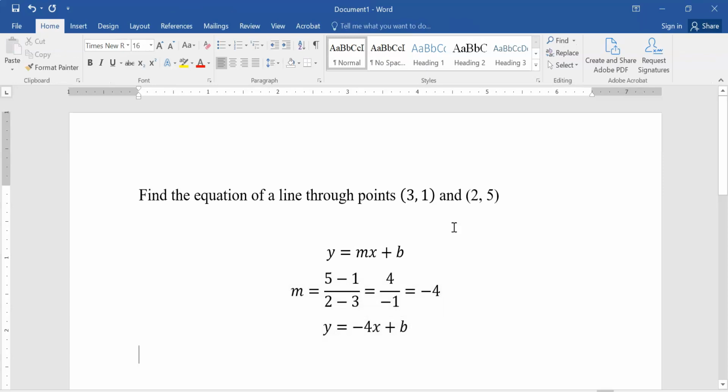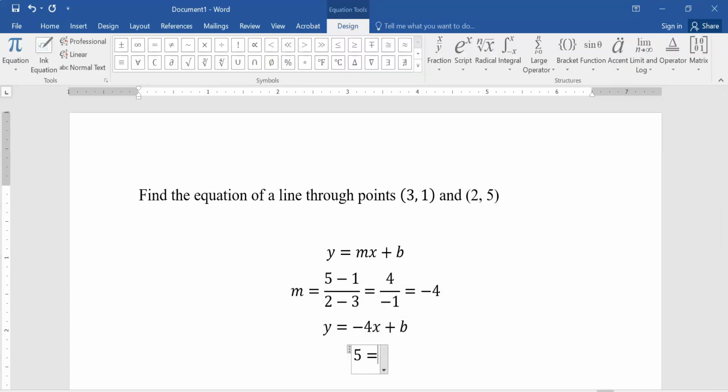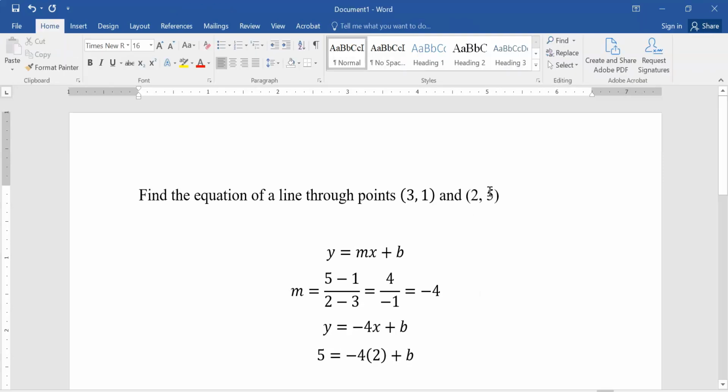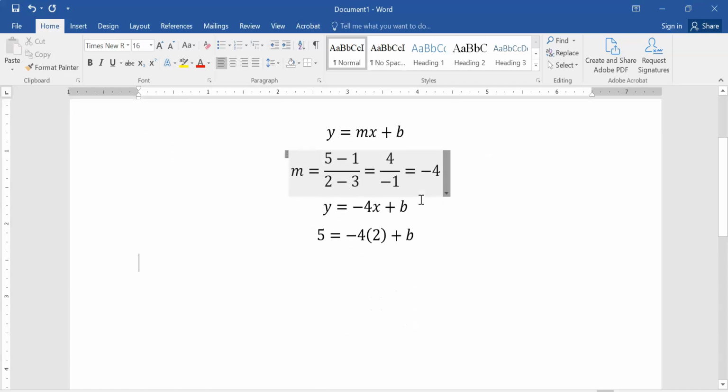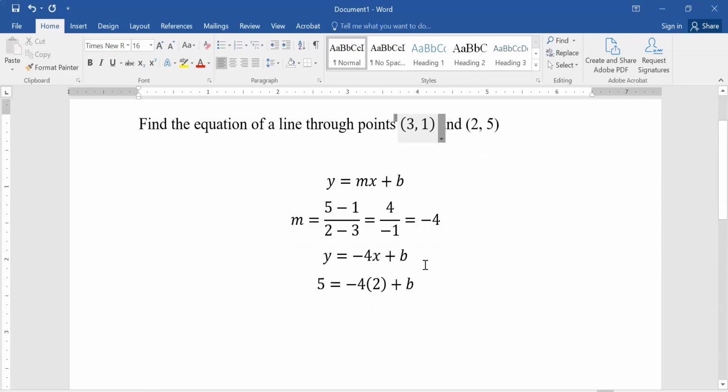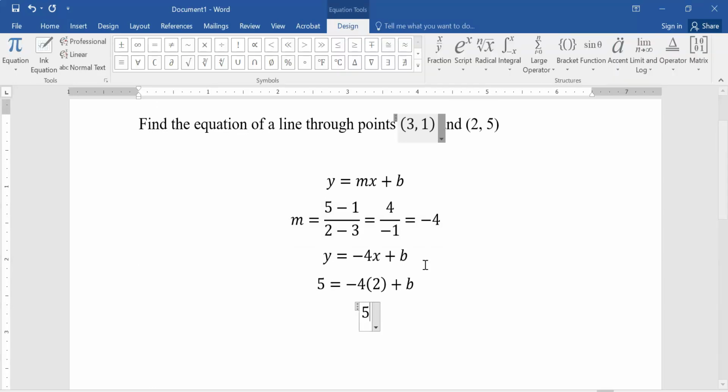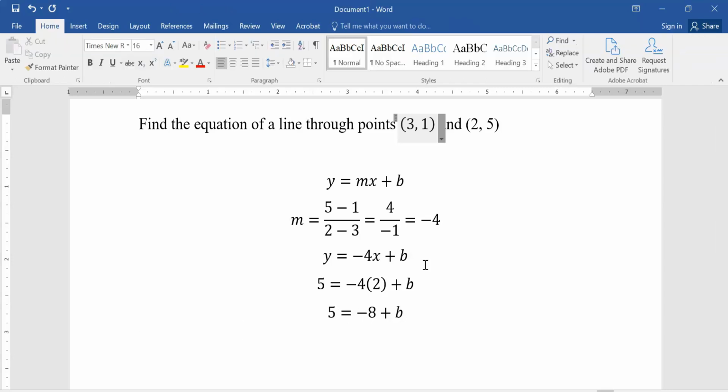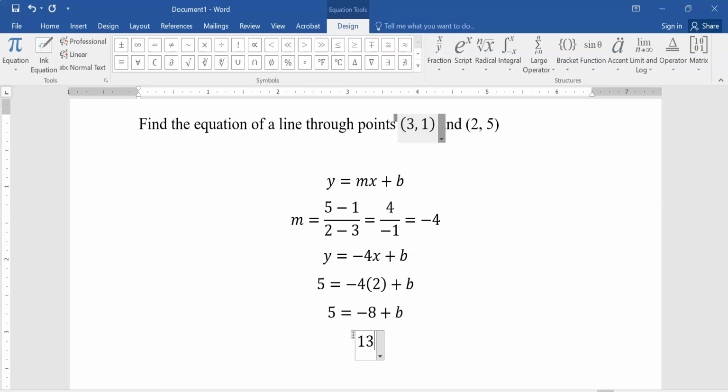I know that this point here, this 2, 5, makes this equation true. So I'm going to plug in 2, 5. By the way, you could have also plugged in the other point because we know the other point also makes this true. So you can choose either this point to plug in or this point. Doesn't matter which point, just plug in one of the points. They'll both give you the same b value. In this case, 5 equals -8 plus b means b has to be, well, 13 again.